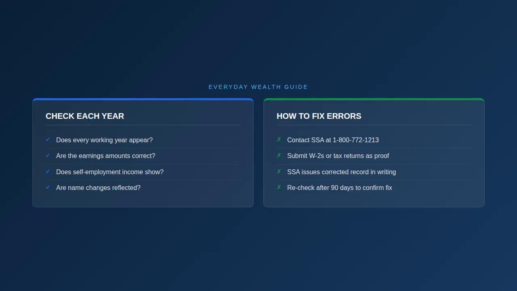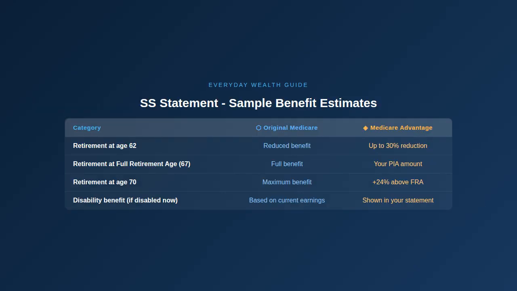Once inside, click Earnings Record. You'll see every year you've had reported wages or self-employment income, along with the dollar amount. Compare this to your own W-2s or tax returns. If a year is missing or the amount is wrong, that's an error you need to fix. Even small discrepancies can reduce your monthly benefit by $50 or more over decades of retirement.